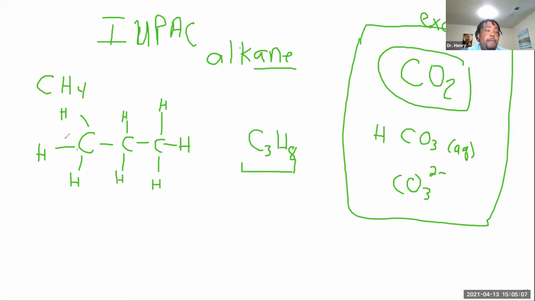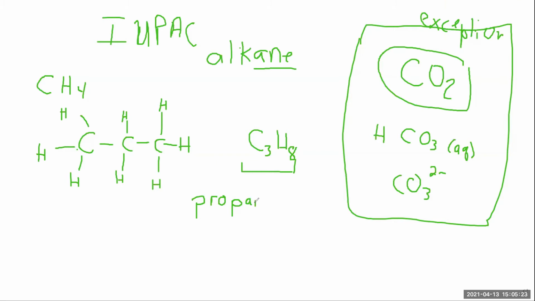We would name it based upon the number of carbons that we have in our longest chain, meaning 1, 2, 3, right? This guy only has 3 carbons. So this guy would be called propane. You've heard of propane before? Yes. Yeah. This guy here is called methane, which the chemical structure is like this.